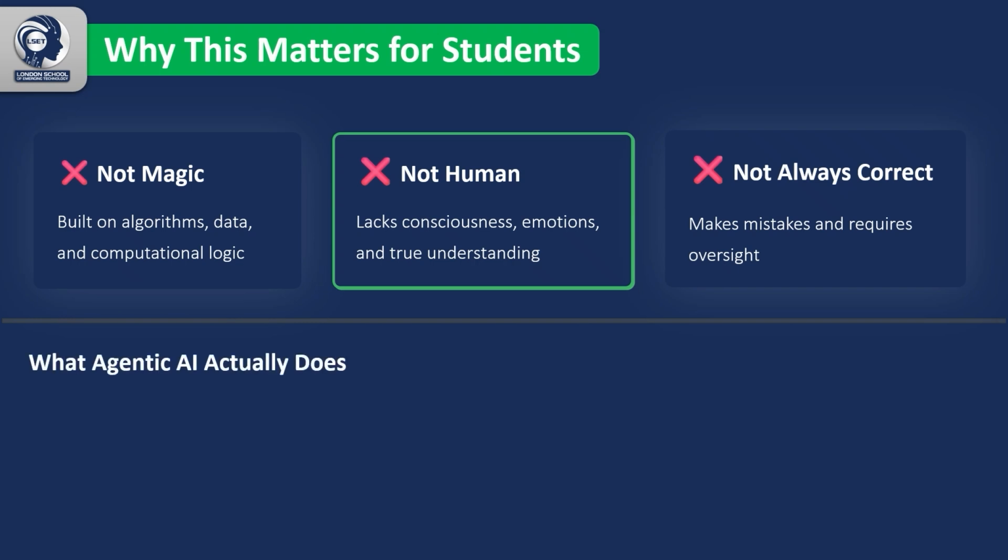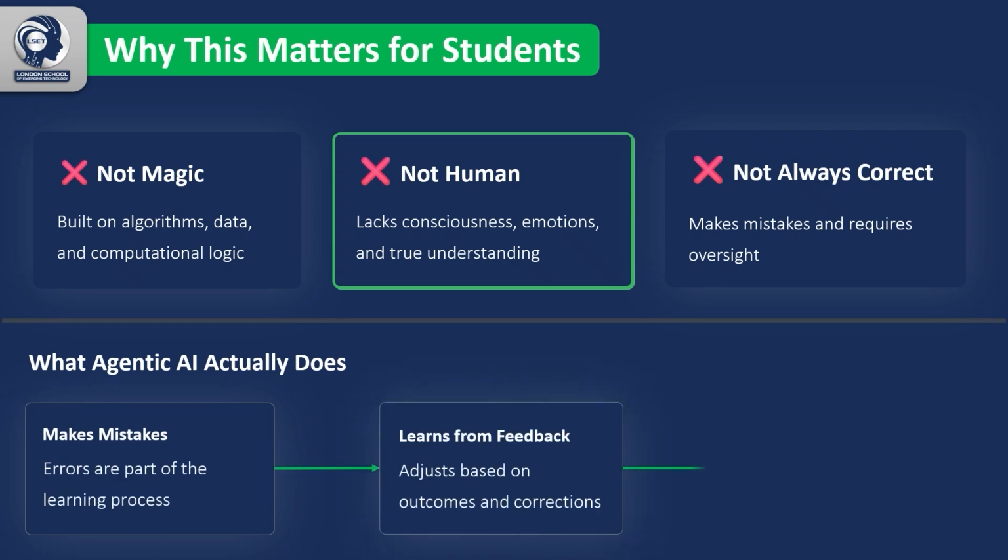At the same time, agentic AI learns and improves. It makes mistakes as part of the learning process, learns from feedback, and improves its performance with experience over time. Understanding this helps you use agentic AI responsibly and effectively as a student and future professional.